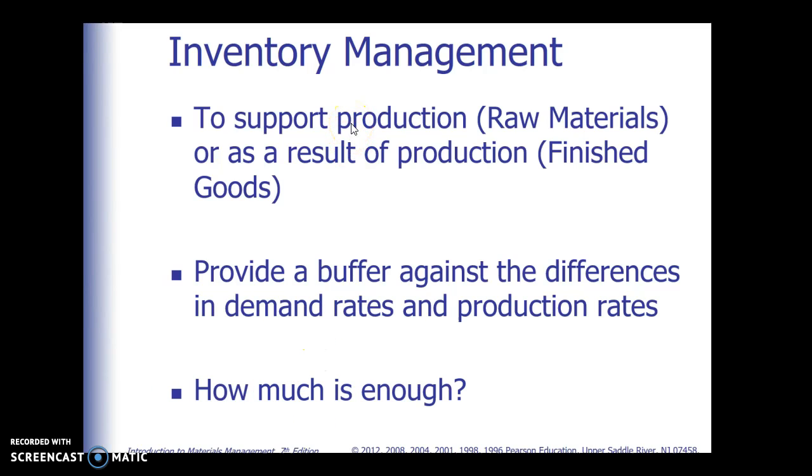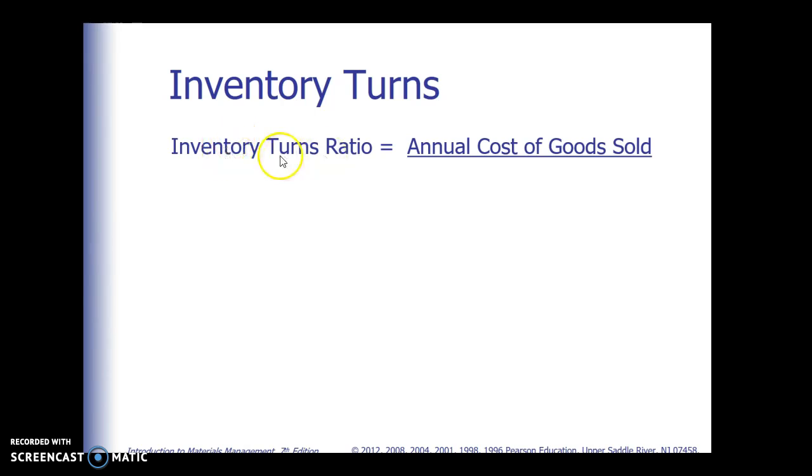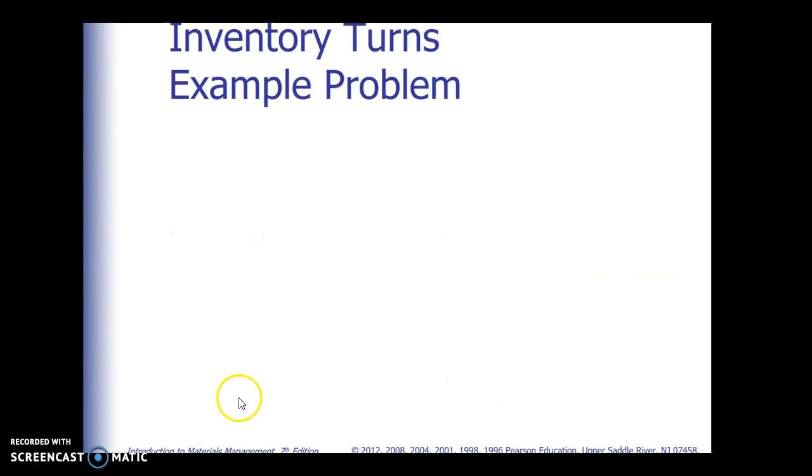But how much of that is actually enough? Think about that for a second. So that's why we have formulas, and that's why we calculate cost of goods and inventory turns. Inventory turns is a very simple formula. The inventory turn ratio is equal to the annual cost of goods sold divided by the average inventory in dollars. If you have the annual cost of goods sold at $1 million and the average inventory is $500,000, then your inventory turn is equal to $1 million divided over the 500,000, which equals 2.